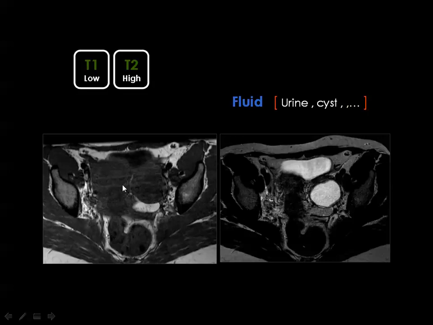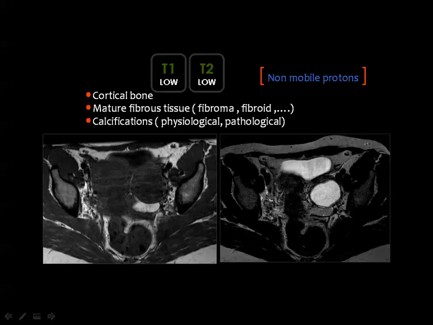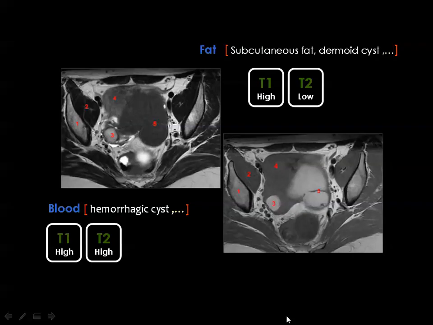Then a cyst in the ovary containing fluid similar to that in the bladder will appear black in the T1 and bright in the T2 weighted images. And what are the structures or the lesions that appear black in both images, in the T1 and in the T2 weighted images? Number 1, the cortex of the bone. Number 2, mature fibrous tissue. And here we have the example of, let's say, ovarian fibroma and the fibroid present in the uterus. Then calcium. All these structures will appear black in the T1 and in the T2 weighted images.